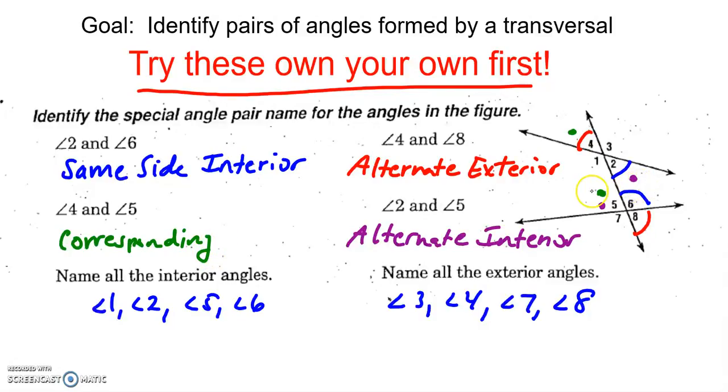And then the 2 and 5, which I put two little purple dots, they look like they are both inside the two lines, but opposite sides of the transversal. So I said alternate interior angles. All of the interior angles were 1, 2, 5, and 6, and all the exterior angles were 3, 4, 7, and 8.